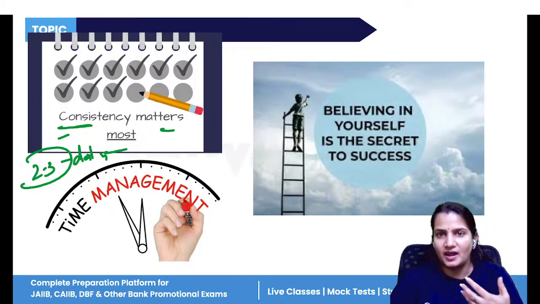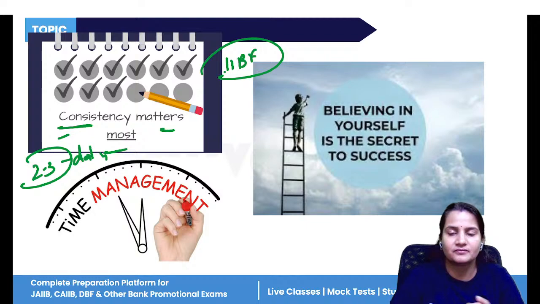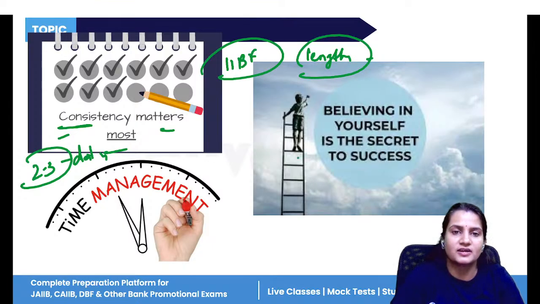Because as of now, you know that the level of IIBF has increased much. IIBF is increasing its level day by day. Previously only direct, easy questions were there. But now the questions are tough and also lengthy. So you have to manage everything and prepare yourself accordingly. Manage your time and at last have faith in yourself, believe in yourself.